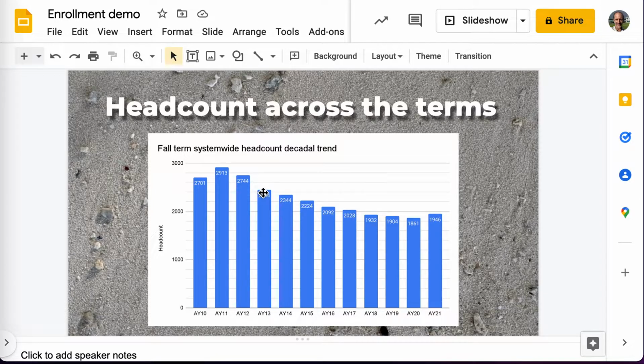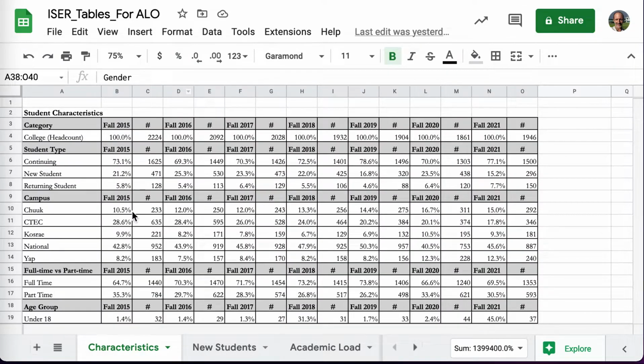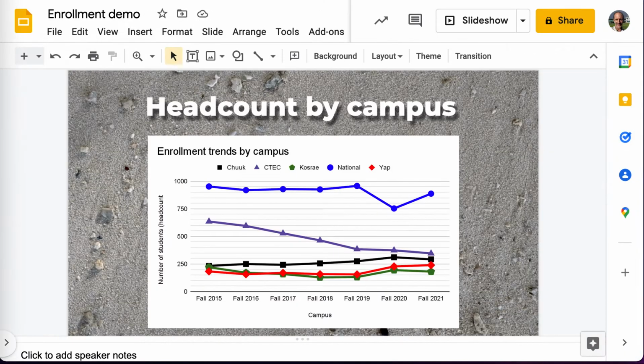This is real data. If I move to the next slide, we can see more of the story. Enrollment trends by campus. The national campus has the most enrollment. Look at CTEC. CTEC's enrollment has been declining since fall 2015. That's a story. That pile of numbers is here, but you can't see that just by looking at this, that something's going on inside these numbers. You don't see that visually, your eyes don't, but now you can really see that. The graph tells you that.